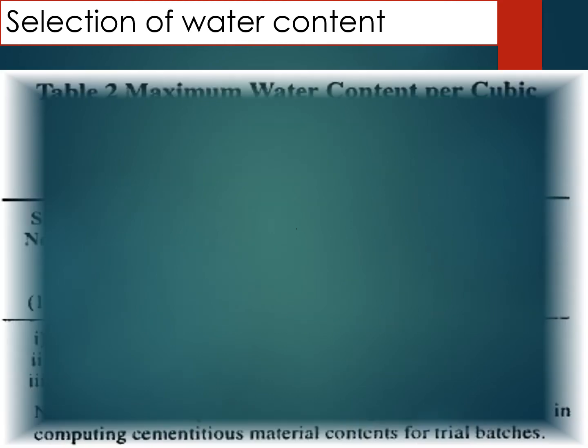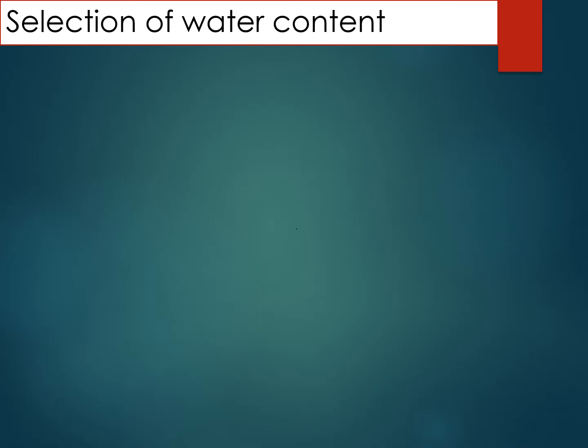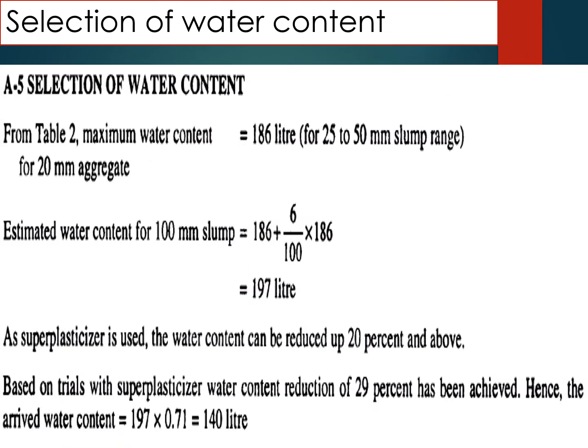So table 2 of IS 10262 talks about the maximum water content per cubic meter of concrete for a nominal maximum size of aggregate, say 10, 20 or 40. So if you have been asked to design the concrete with a nominal maximum size of aggregate as 20, then your maximum water content will be 186 kgs. These quantities of mixing water are for use in computing cementitious materials contents for trial batches only. So you know the water cement ratio, you know the water content, so you can easily do the selection of water content.